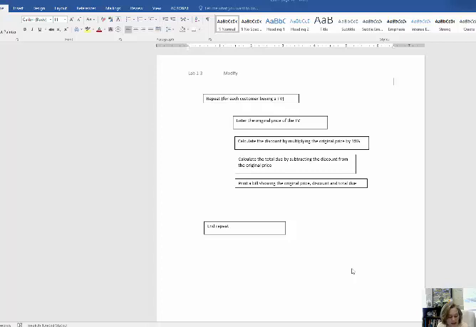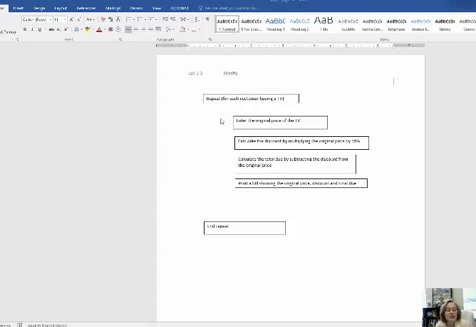Okay, let's look at Lab 1-3, Modify, page 11 in your textbook. It asks us to modify the algorithm shown in 1.5, which is in Lab 1.1, the first one we did, so that it gives a 25% discount to customers who are also employees at the store. All other customers receive a 15% discount.